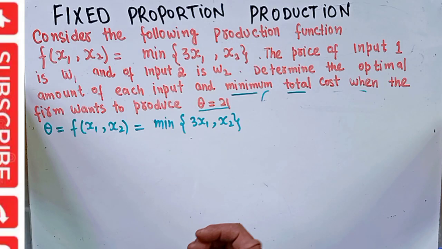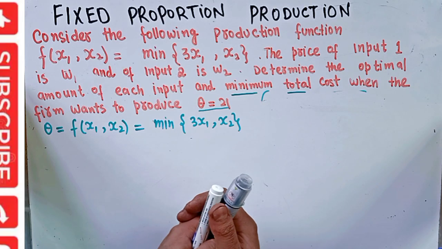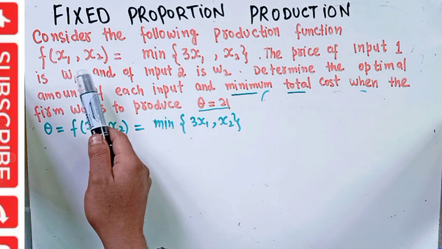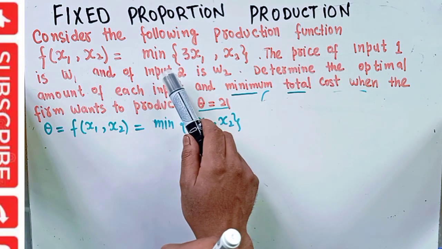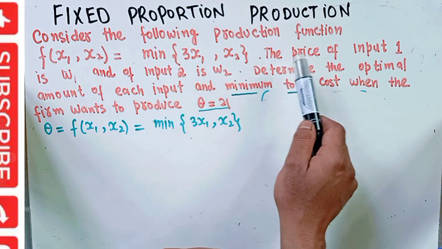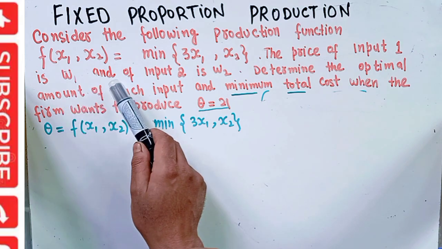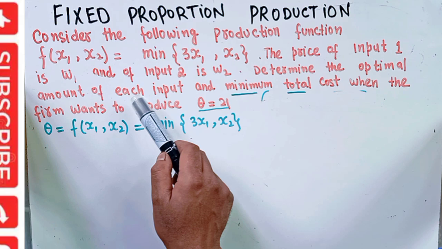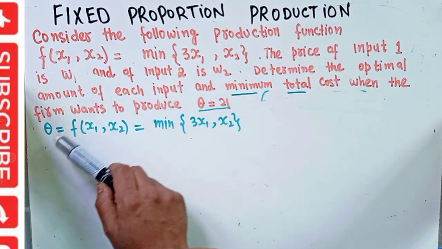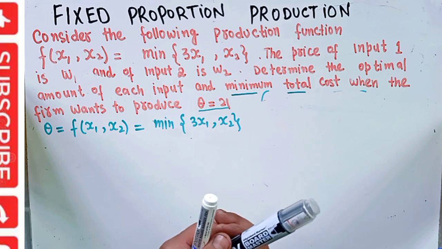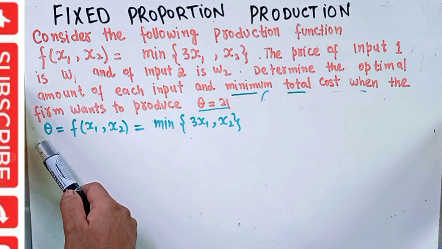Let us solve a question on fixed proportion production function. The question is, consider the following production function f(x1, x2) = min(3x1, x2). The price of input 1 is w1 and of input 2 is w2. Determine the optimal amount of each input and minimum total cost when the firm wants to produce 21 units of output.